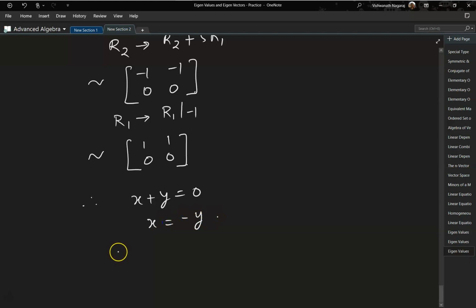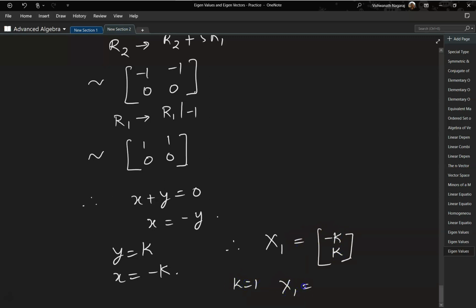That means we can take any one of them. Since we are using x equal to minus y, we can say y equal to k. That means x is equal to minus k. So therefore, the eigenvector corresponding to lambda equal to minus 1 is minus k, k. If k equal to 1, x1 would be equal to minus 1, 1.